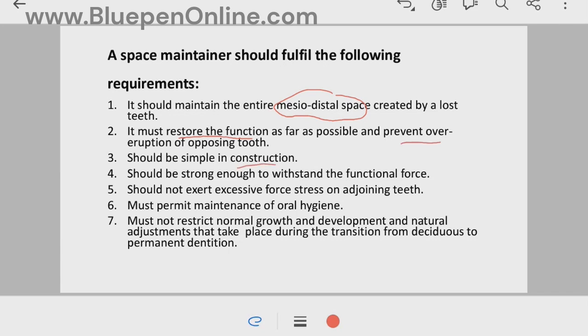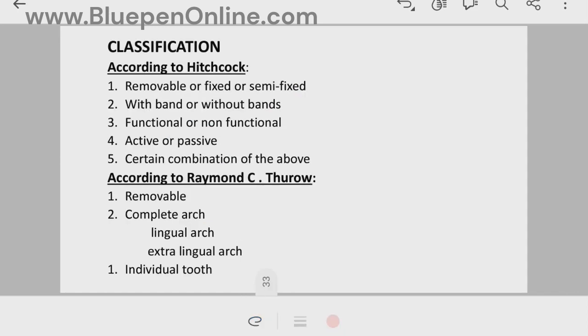They should be simple in construction. They should be strong enough to withstand the forces. They should not exert excessive pressure on the adjoining teeth. They should permit maintenance of oral hygiene. They must not restrict the normal growth and development and natural adjustment that takes place during the transition from the deciduous to the permanent dentition. These are some of the requirements.